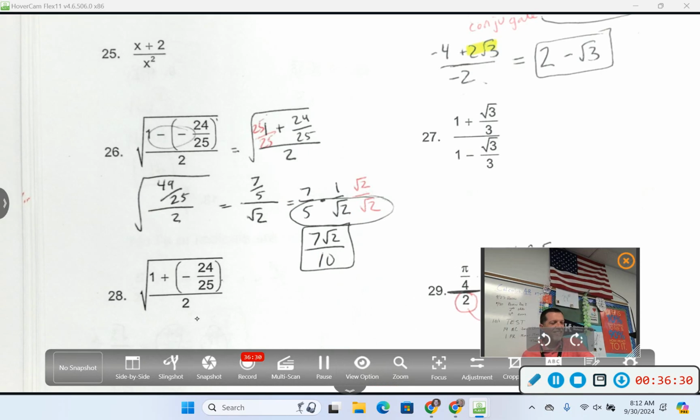Where'd the i go? There wasn't any i in that because we didn't square root a negative. That's the whole point. In fact, there's not any i's on the back page at all. I'm sure there's no i's on the back.